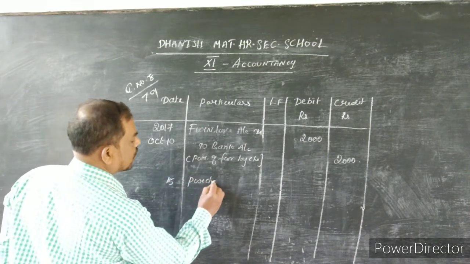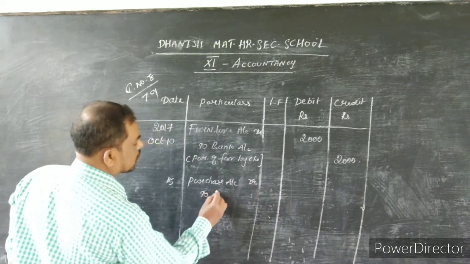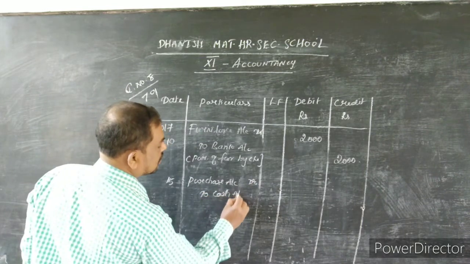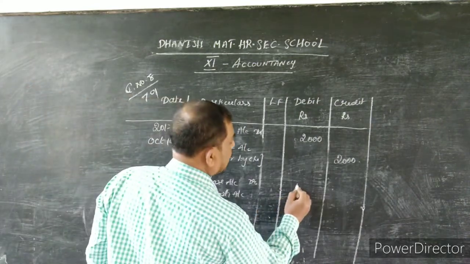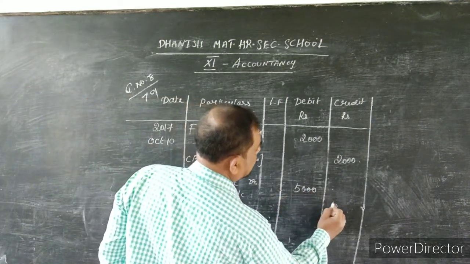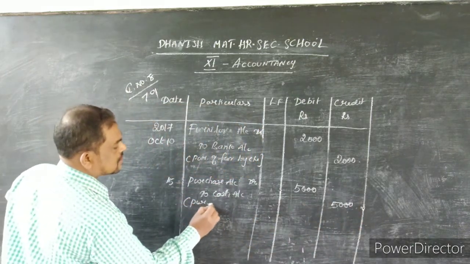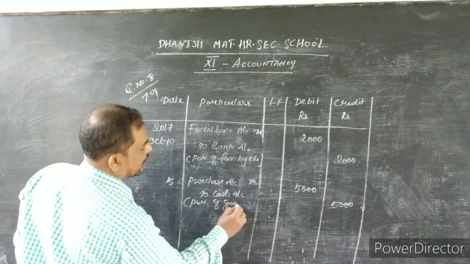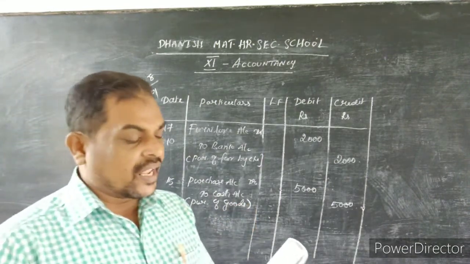So the date is 15. Purchase account debit to cash account. What is the amount? The amount is 5,000 rupees. Purchase of goods for cash. Okay, what is the next journal entry?